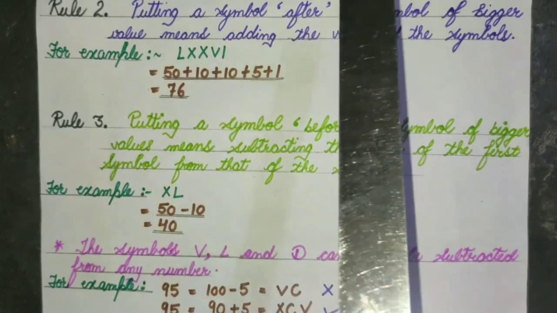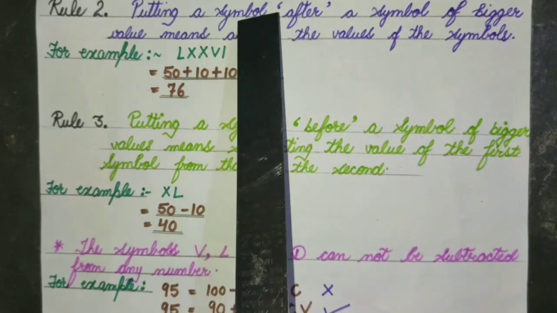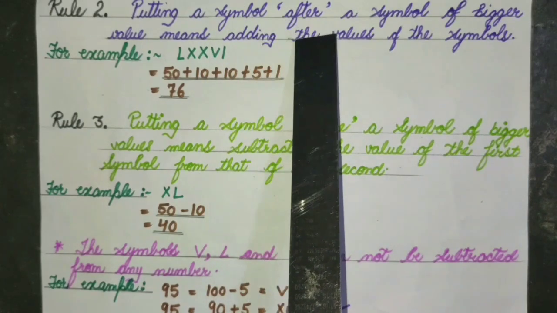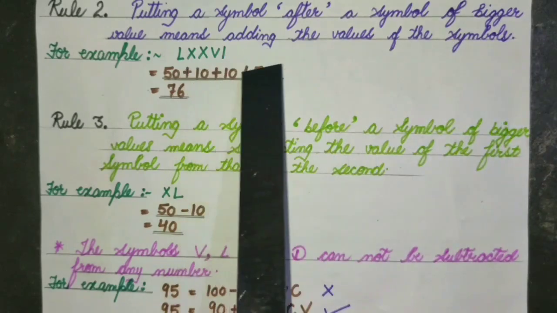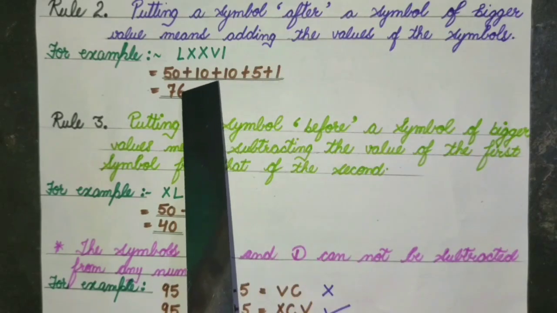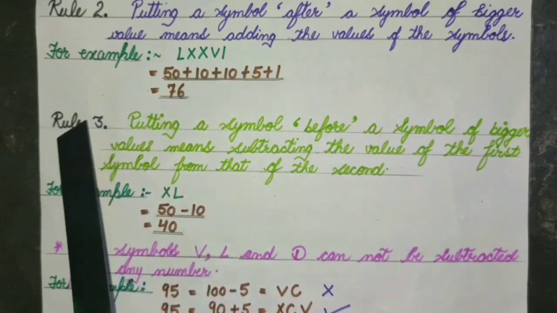That when we are using a symbol after a symbol of the bigger value, it shows that we are adding the values of the symbols, and after adding it, the answer is 76. Clear everyone? Let's move to rule 3.